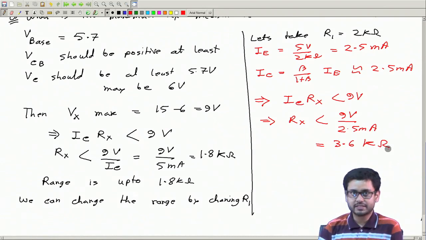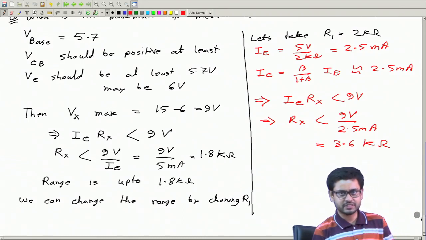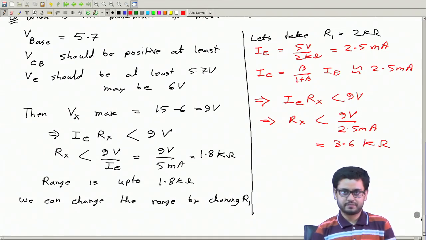So that's about the linear ohm meter. We shall take one more circuit with transistors in the next class. Thank you.